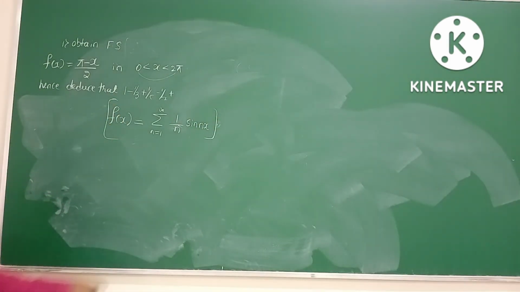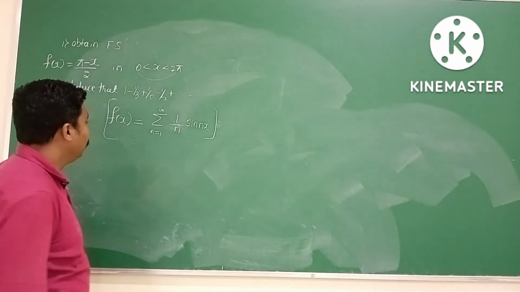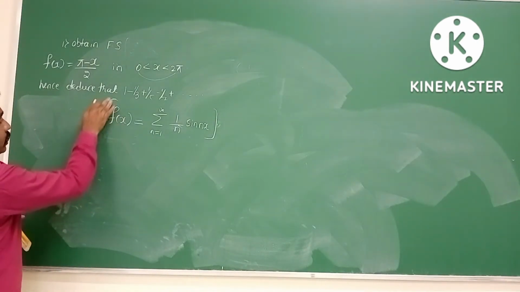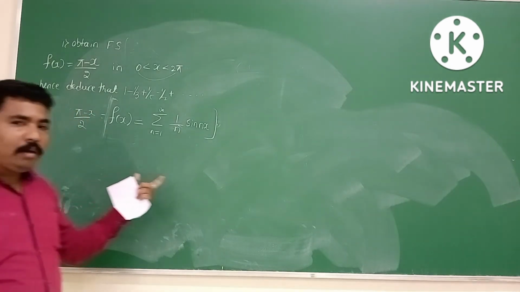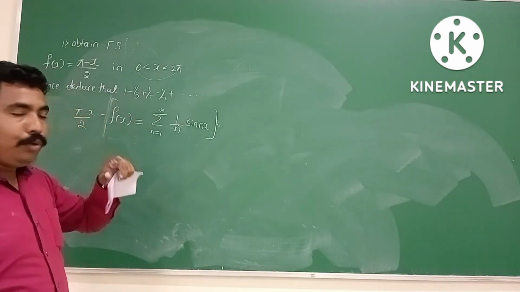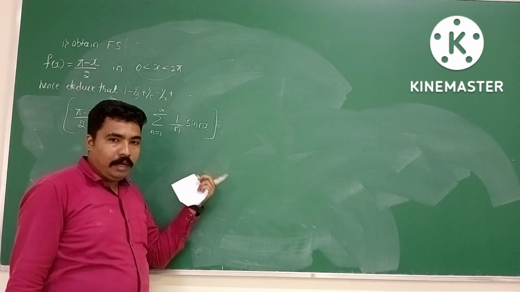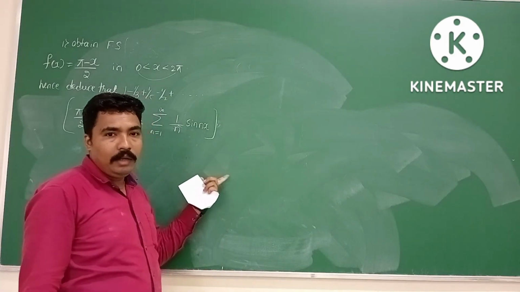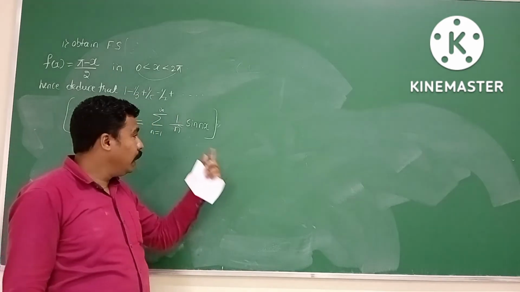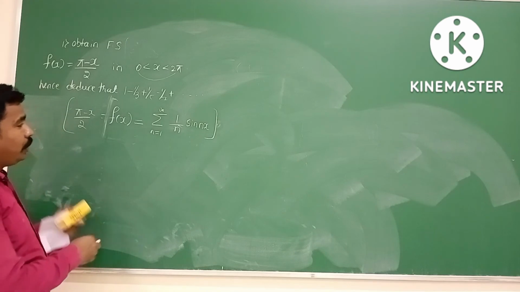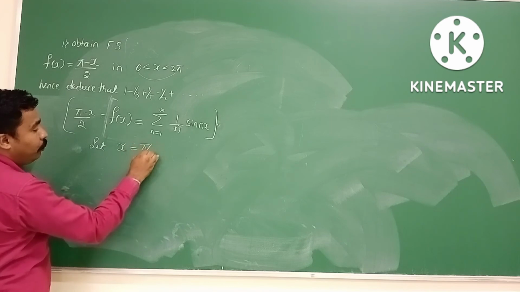From this Fourier series, we have to deduce the required result, whatever they have given. So this is our Fourier series for the function (pi minus x) by 2. Whenever you are deducing the result, you should know what the right hand side value is. Right hand side is sine. Sine 90 is 1, while sine 0, sine 180 and so on become 0. So the only option is to take x equal to pi by 2.